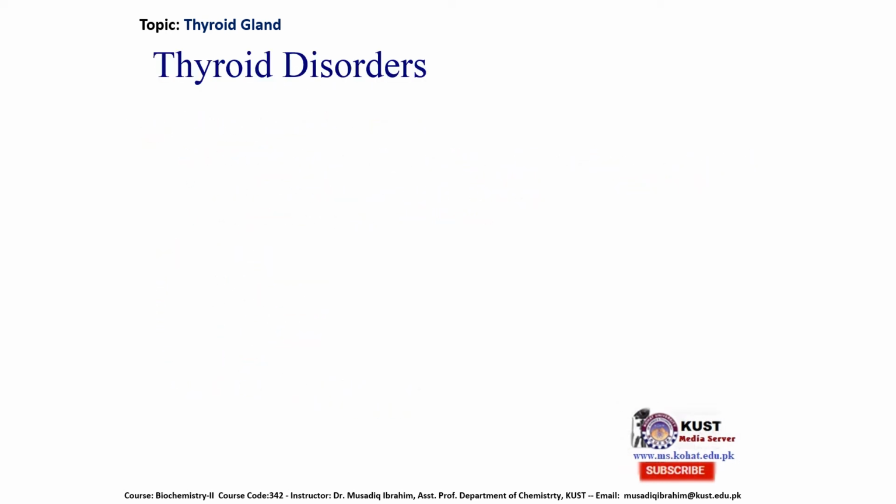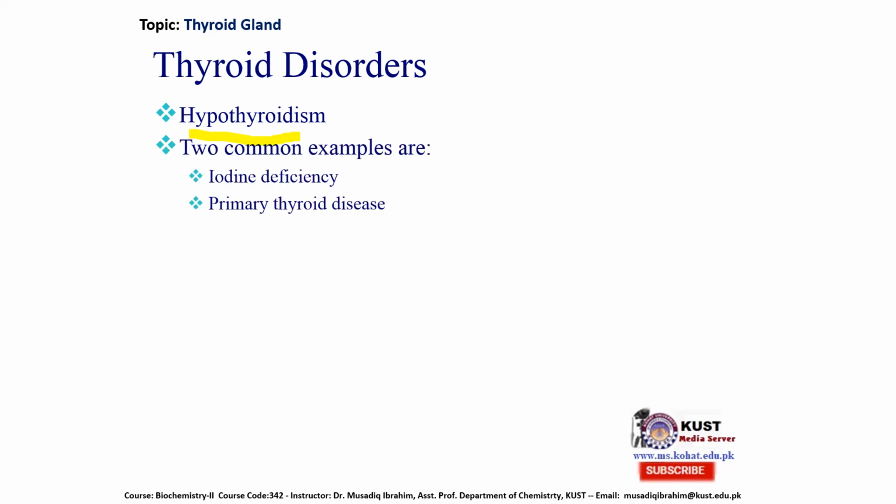The other form of thyroid disorder is hypothyroidism, which means there is abnormal decreased secretion of the thyroid hormones. Now the examples of hypothyroidism are iodine deficiency as well as primary thyroid disease. So hypothyroidism can take place due to iodine deficiency in the diet and also due to thyroid disease, that is the damaging or modification in the structure of the thyroid gland.